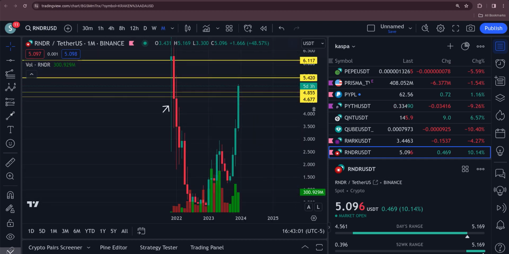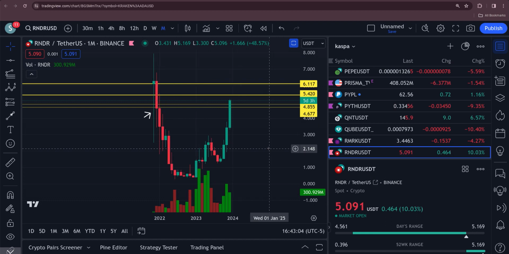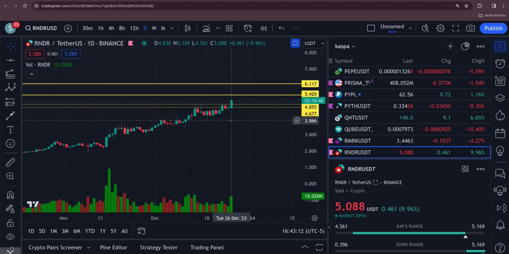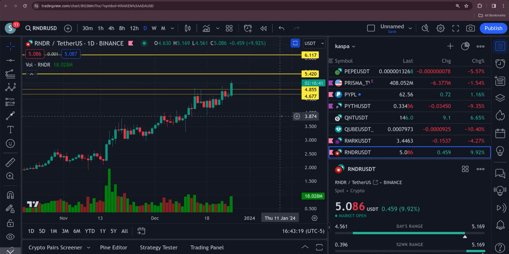But right now, this thing is looking great. Rndr's looking awesome. Got volume coming in here for the month so far, 300 million for the day. You got 18 million right here. Nice volume spike to back this move up, and looking pretty decent. So watch for that 542 up here. If we make it up there, I believe it will.